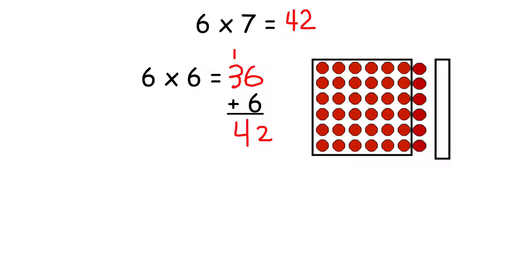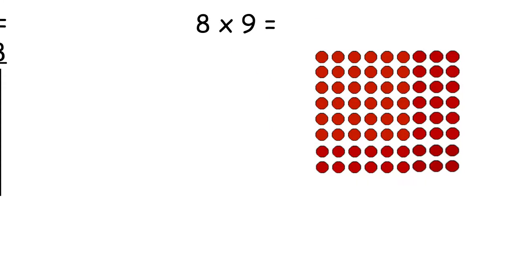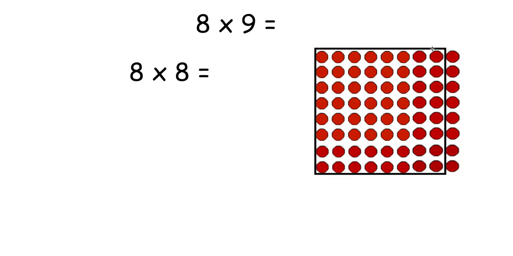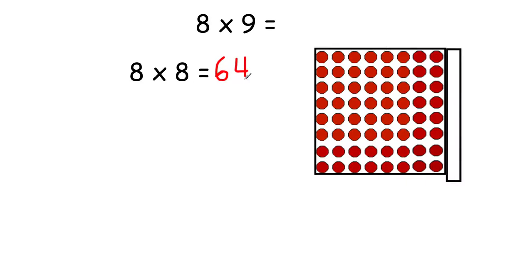Alright, so let's try that again with another one. Okay, so here you can see we have 8 times 9. I want to think of this as 8 times 8. So again, what that looks like is this. Think of it as a square. And just temporarily, for a little bit, forget about that last row. And we know that 8 times 8 fell on the floor, picked it up, had 64.